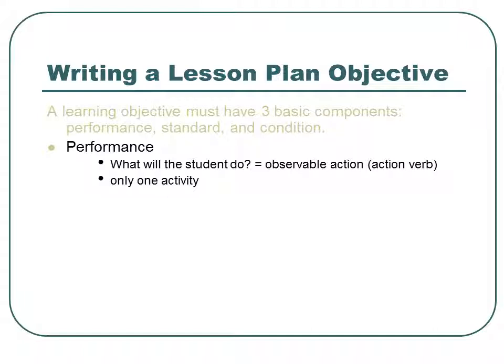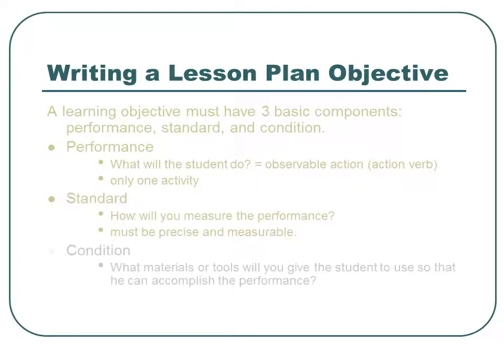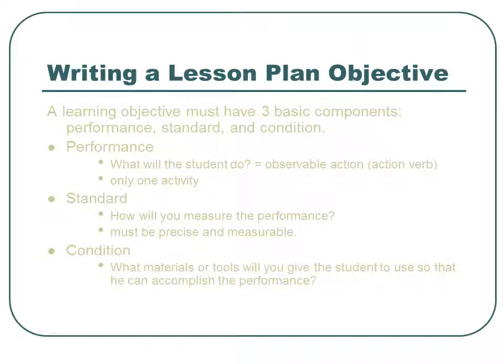The performance part of the learning objective must be written with an action verb, something that you can see the student do. The standard part of the learning objective tells how you will measure the performance. It must be precise and measurable. Your learning objective must also state the condition or conditions under which the student will perform the objective. All 3 components are critical.